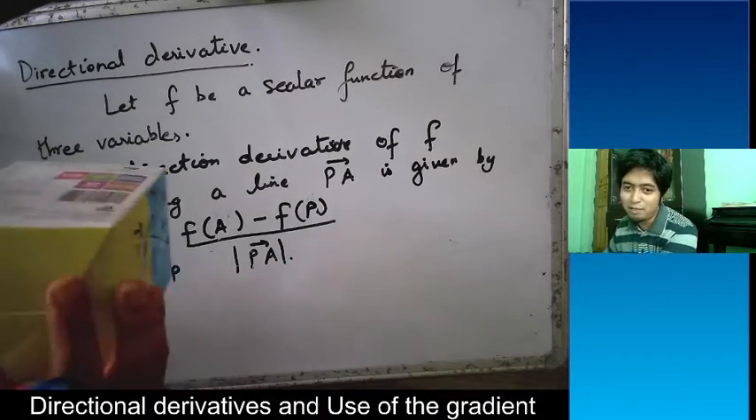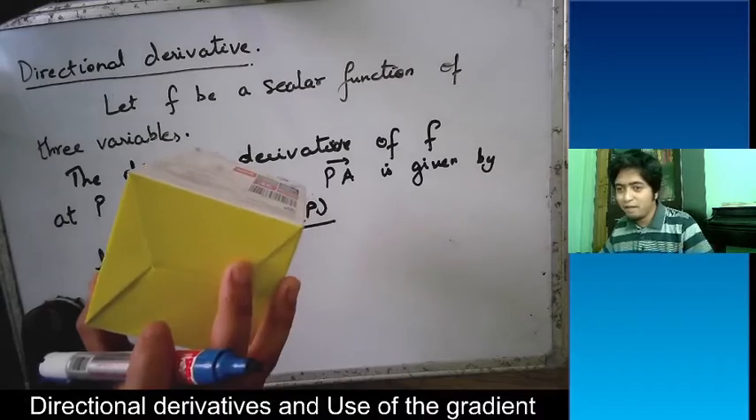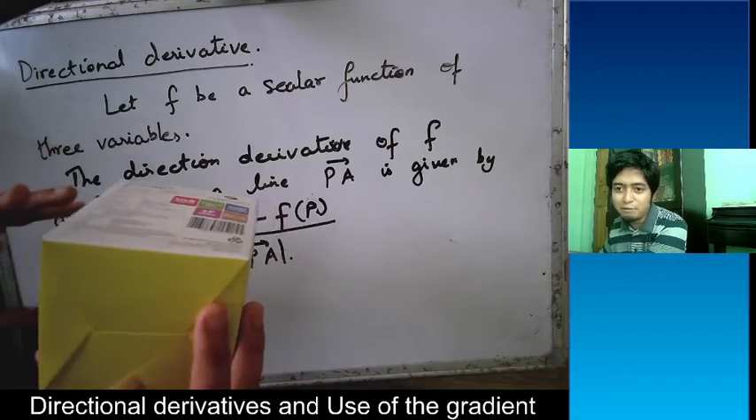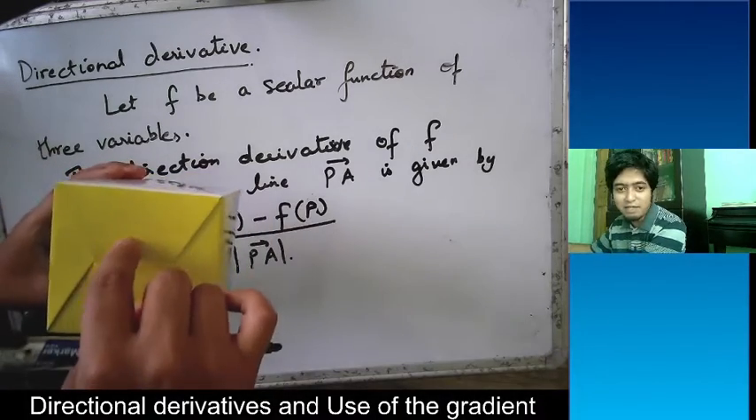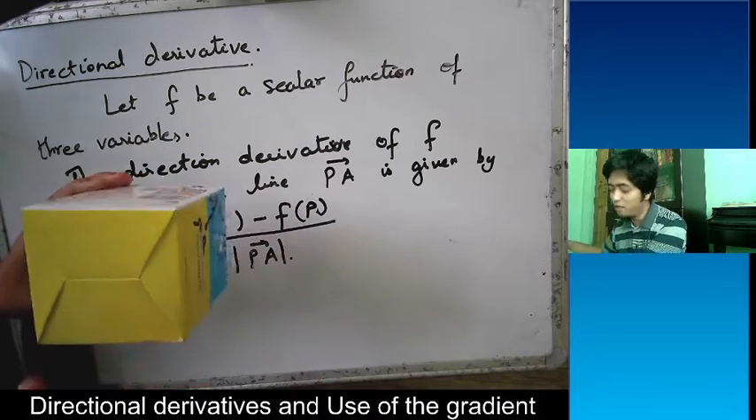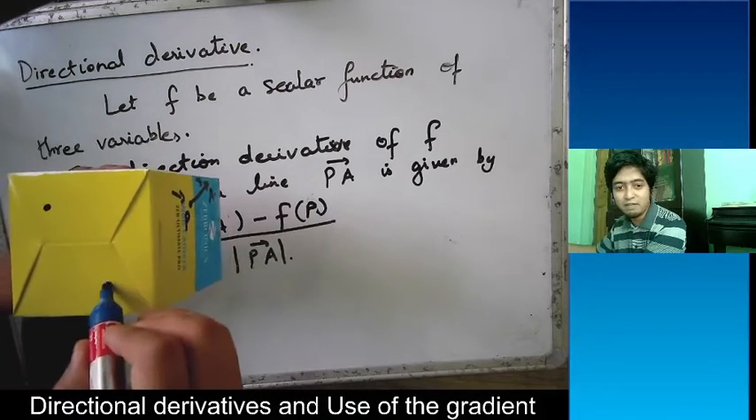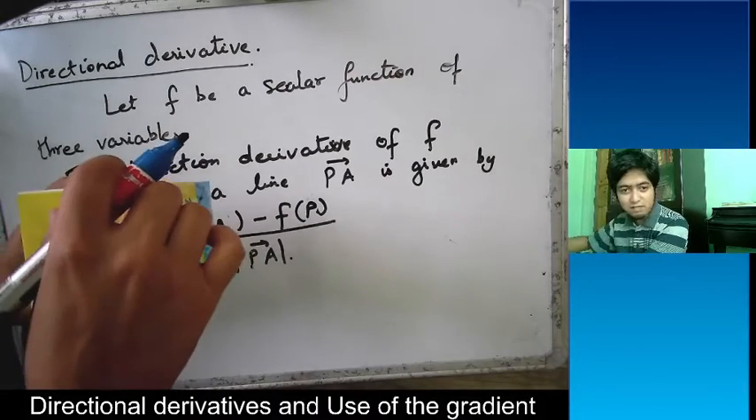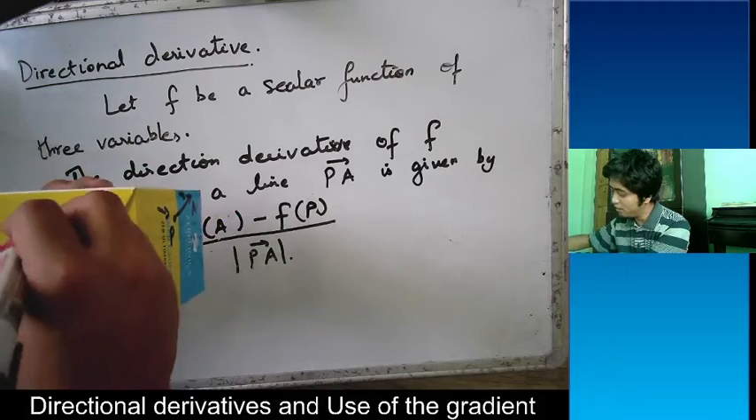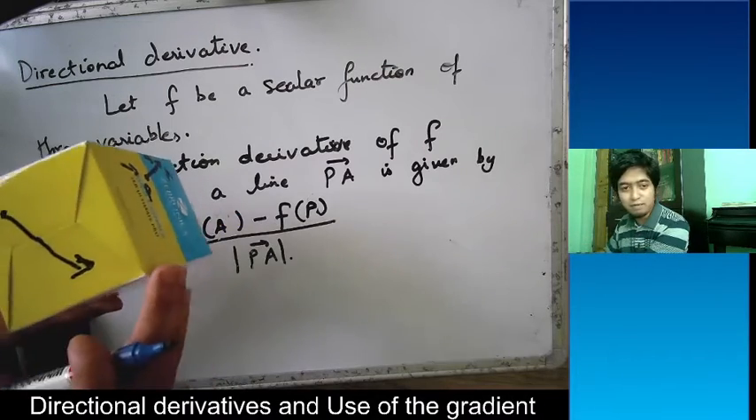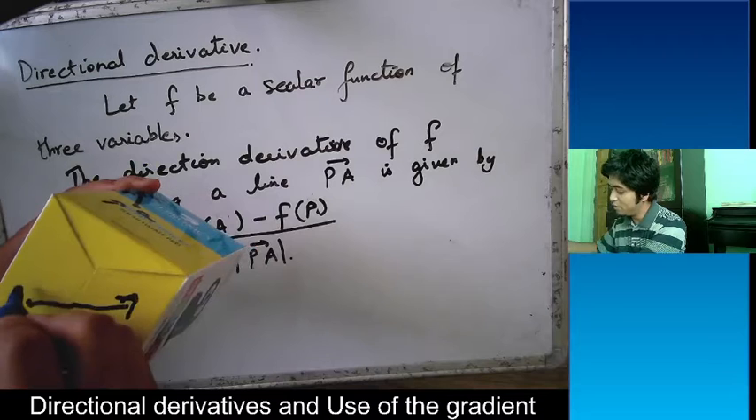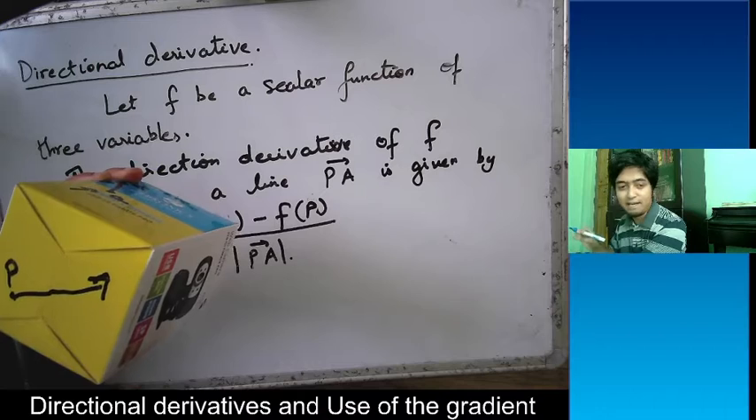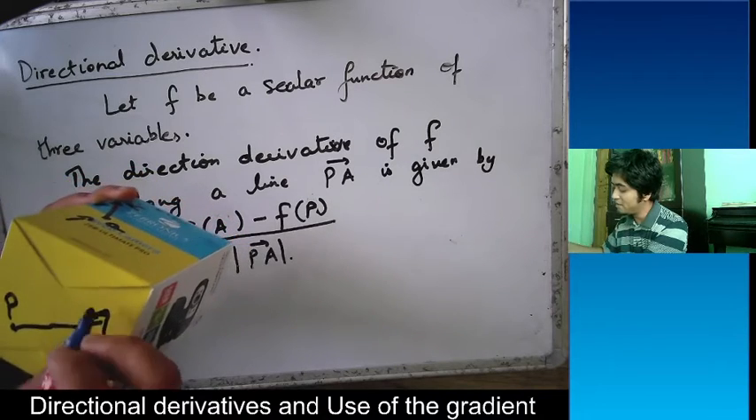You have this metal box. Imagine that it is made of metal. You can heat this box, but the heat is not evenly distributed. The temperature at this point will be different from the temperature at this point. Similarly, the temperature at this point will be different from here. What I want to do is calculate the change on moving from this point to this point along this line. So what I want to calculate is the change in temperature at this point along this line. That is the directional derivative.